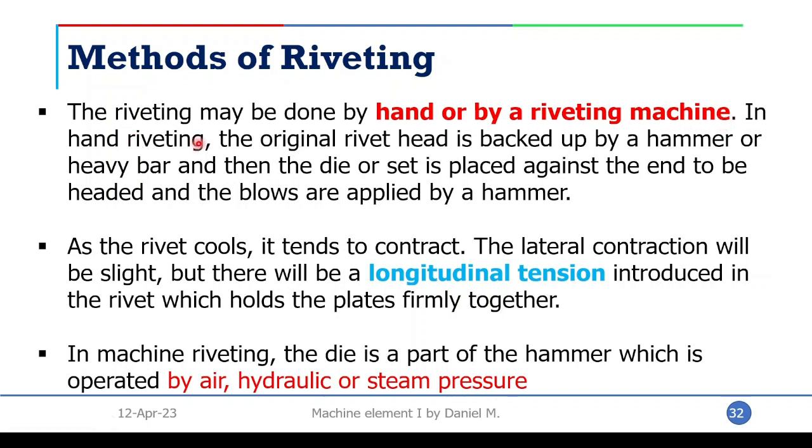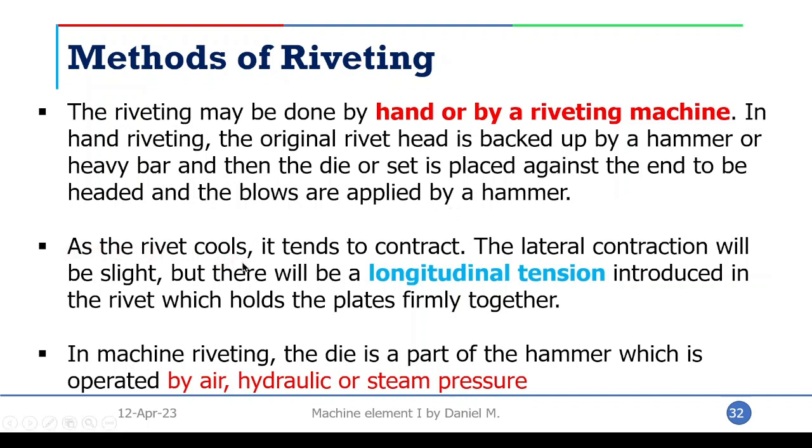In hand riveting, the original rivet head is backed up. Like the one we have seen in the previous figure, the head is backed up with a heavy bar or backup bar, and then the die or a set is placed against the tail, the other end, and then blows are applied by a hammer, and the second head will be formed. That is known as hand riveting.